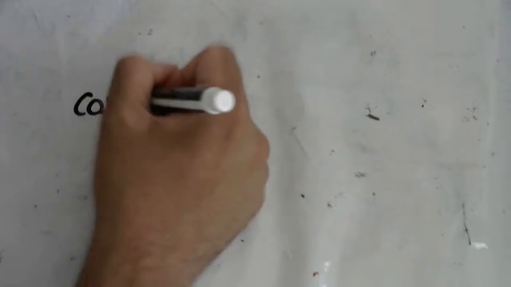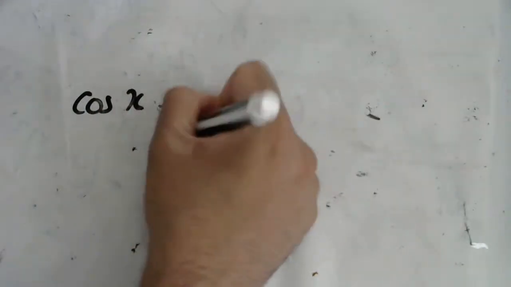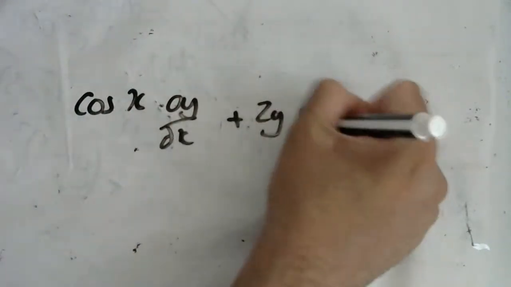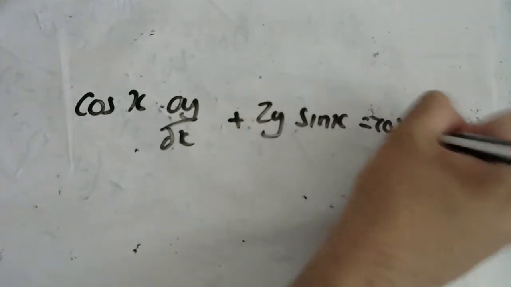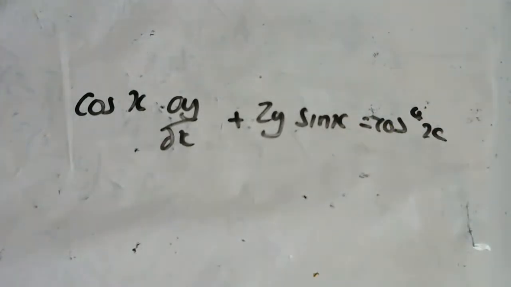Let me stop this. cos x dy/dx plus 2y sin x equals cos to the fourth x. So I hope that makes sense to everyone. Yeah, I hope that seems reasonable.